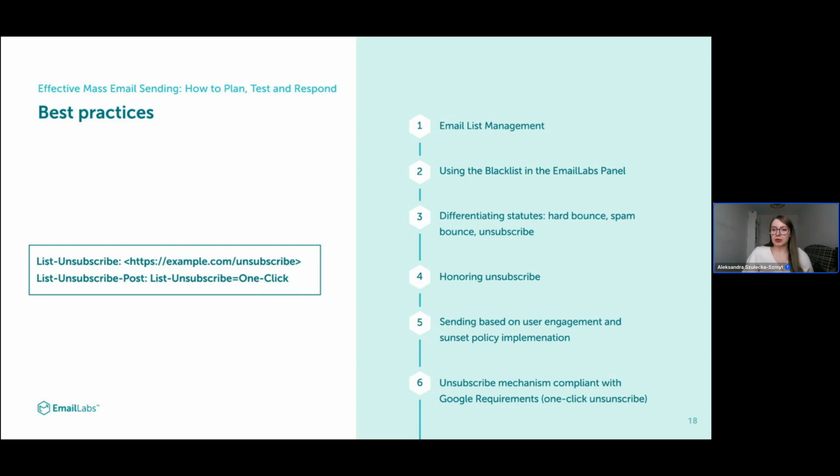So as I said, if you have recipients that are soft bouncing, usually try not to send emails to them for some time, and then try gradually. And if they are not receiving them anymore, delete them from your contact base. And remember that your unsubscribe mechanism should be compliant with Google requirements. And on the left side of the slide, you can see how the email headers for one-click unsubscribe should look like.